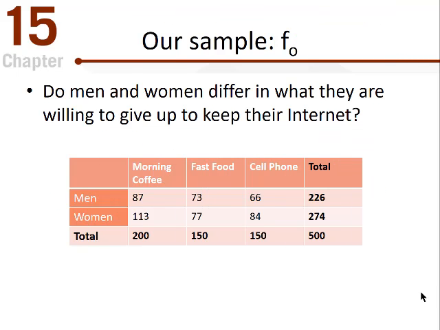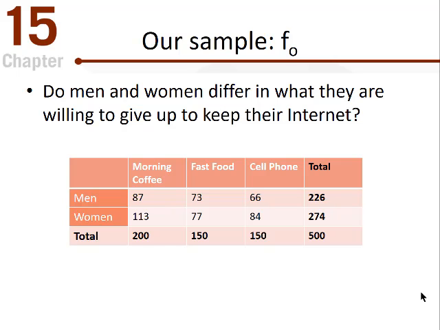Let's use this as our example and apply all of the different concepts. Let's say our research question is, do men and women differ in what they are willing to give up to keep their internet? So we go out, we take a sample of 500 people, and we ask them what they are willing to give up. If they, for example, are willing to give up their morning coffee or their fast food or their cell phone, assuming that they have to give up one of the three things in order to keep their internet because they couldn't afford all of it.